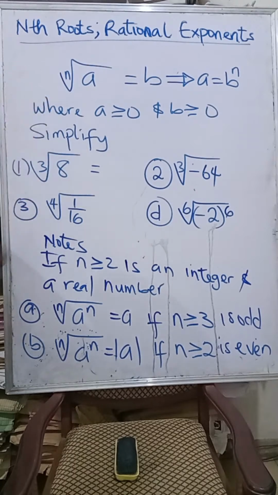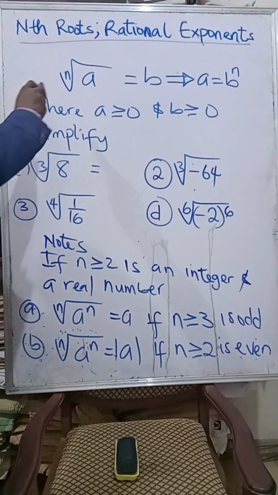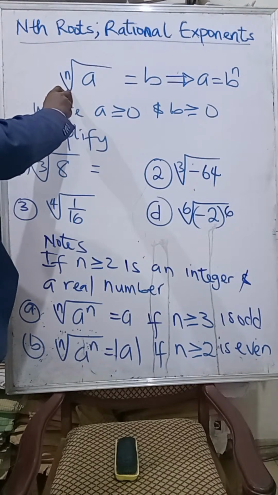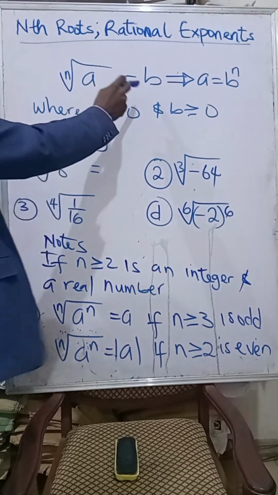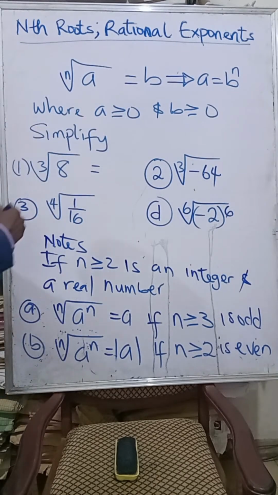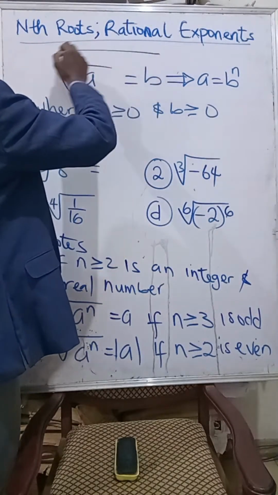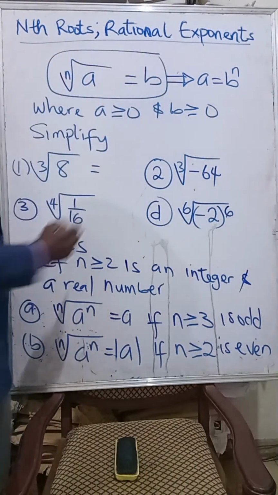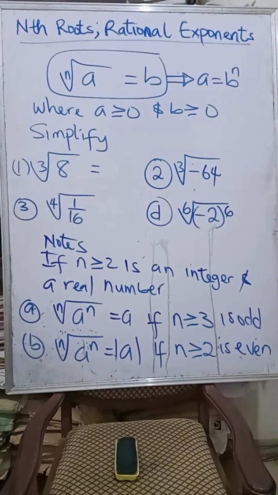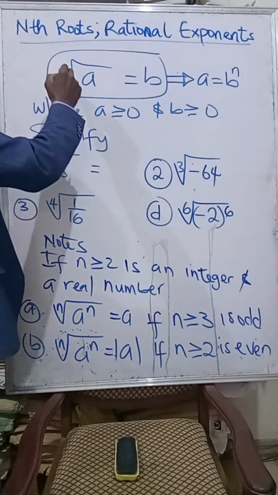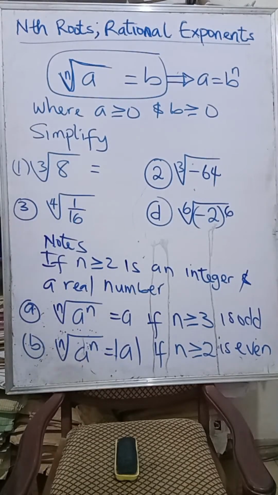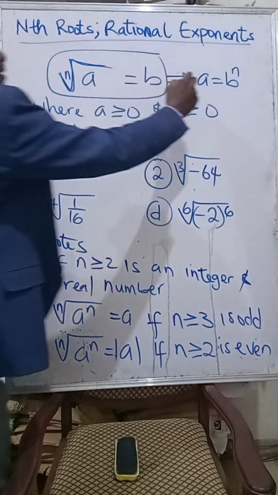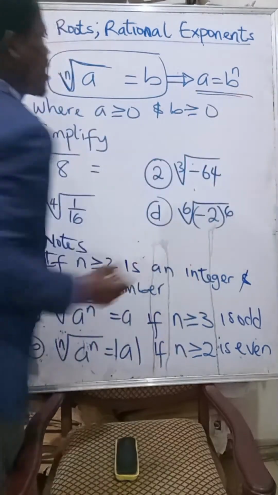We have this one: nth roots of a equal to b. What does that imply? We can remove this nth root to generate this.